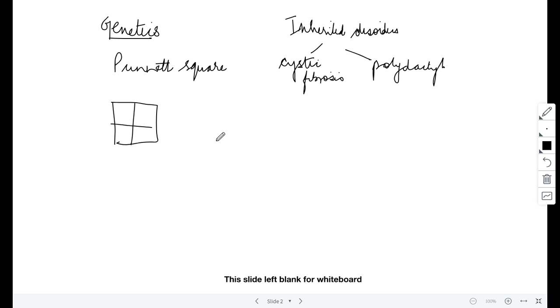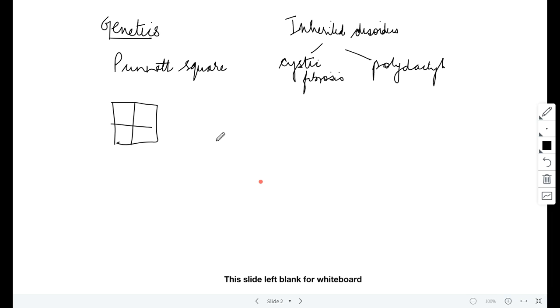Okay, the second thing we discussed was polydactyl. So what was polydactyl? It's when a person has more than five fingers or toes on each hand, an extra finger. Yes, so we call that condition polydactyl, right?